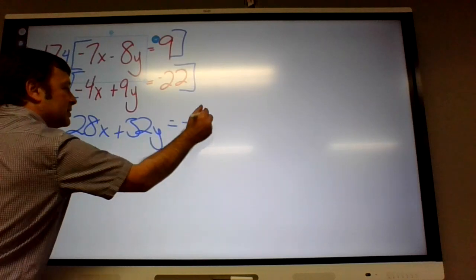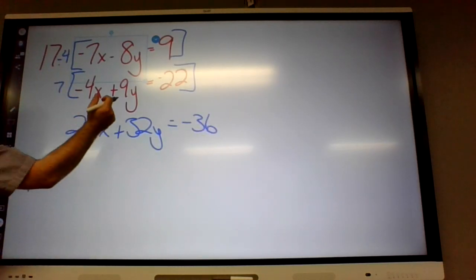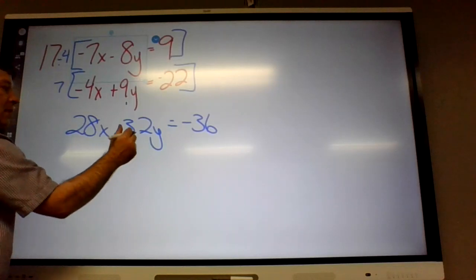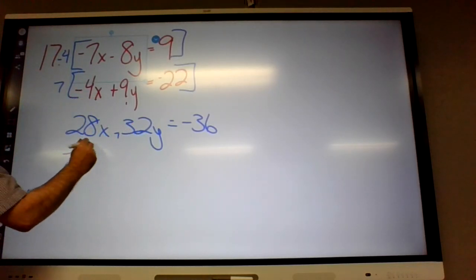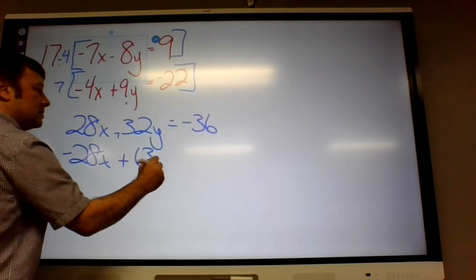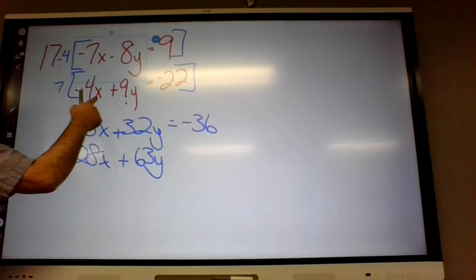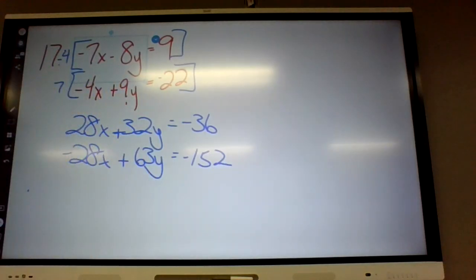Just got to be careful with those negatives, though. The bottom times 7. This will be negative 28x, and a negative 152. People get these questions wrong like 80% of the time because they missed the plus and the minus, the negatives.